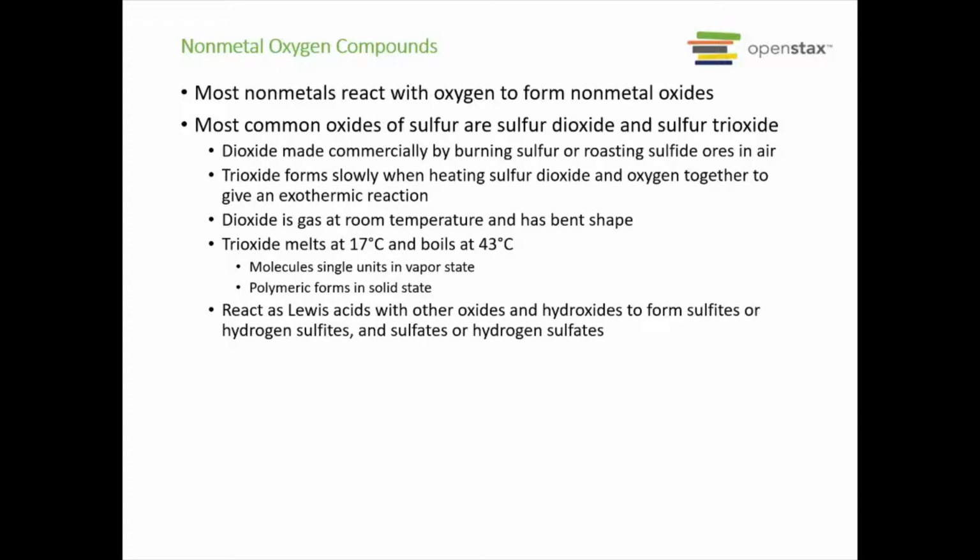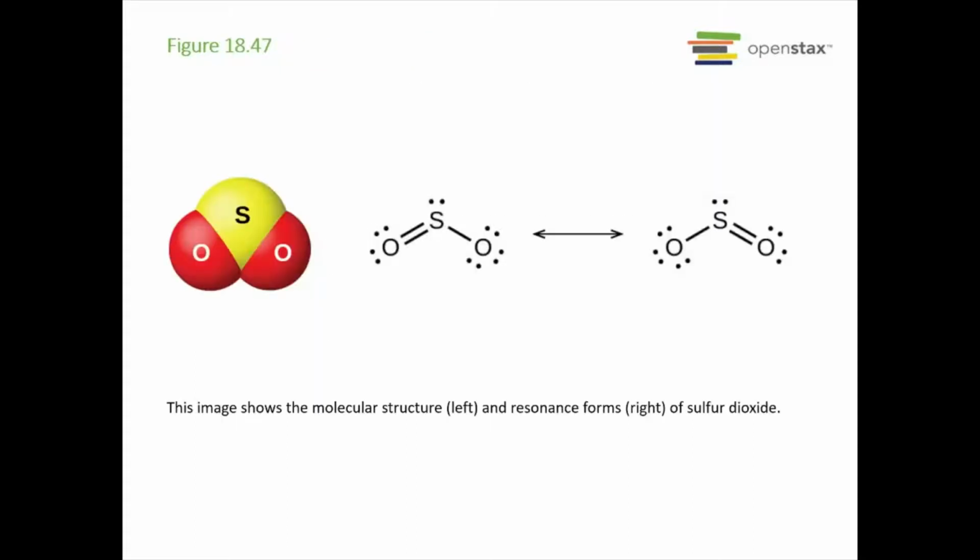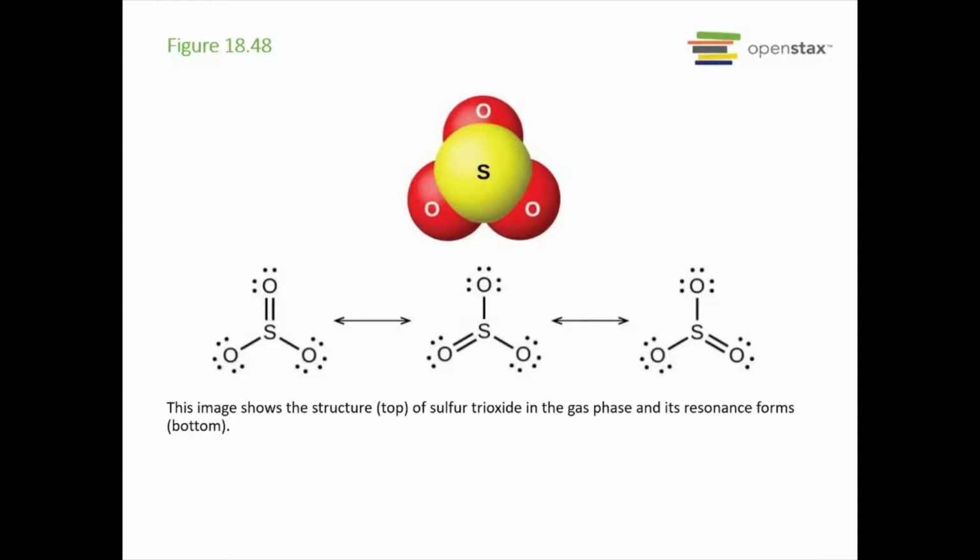What's interesting with the trioxide is that in the vapor state these are single-unit molecules, but in the solid state they change to polymeric forms. So they become polymers. Both the dioxide and trioxide can react as Lewis acids with hydroxides and oxides, and in turn form sulfites or hydrogen sulfites, and sulfates or hydrogen sulfates. Here's sulfur dioxide, which we just saw, and sulfur trioxide with its resonance forms.